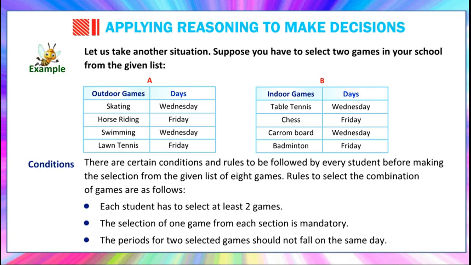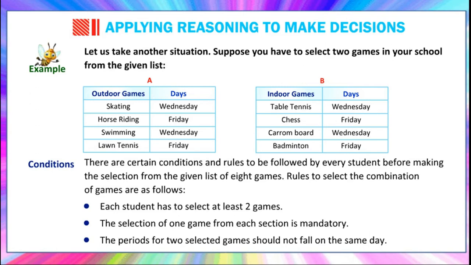Let us take another situation. Suppose you have to select 2 games in our school games from the given list. A. Outdoor games, days: skating Wednesday, horse riding Friday, swimming Wednesday, lawn tennis Friday. B. Indoor games, days: table tennis Wednesday, chess Friday, carom board Wednesday, badminton Friday.